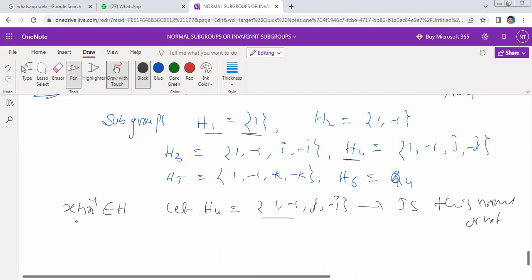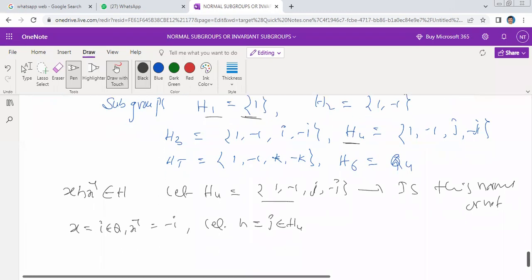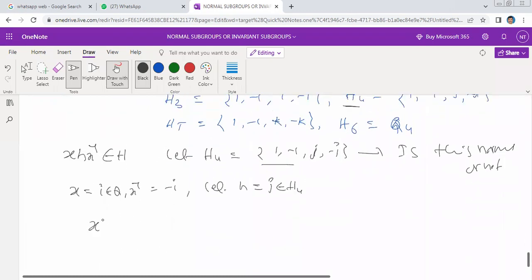Suppose X is any element in G. X is equal to a different element I తీసుకుంటున్నాను, belongs to Q4. What is the inverse of X? X inverse is equal to what? I inverse is minus I. Let my element small h is equal to ఏదో ఒక element J తీసుకుంటున్నాను. Small h is equal to J, which belongs to H4. Then what is X H X inverse? I times J times minus I.